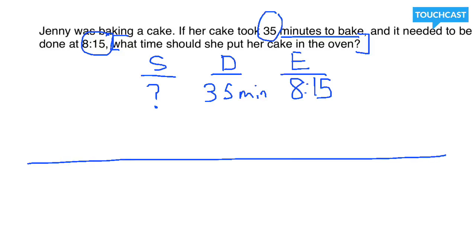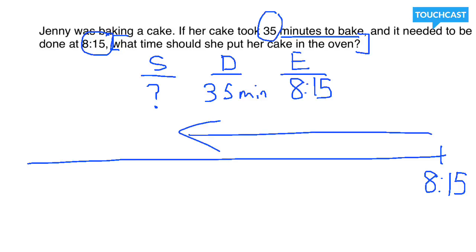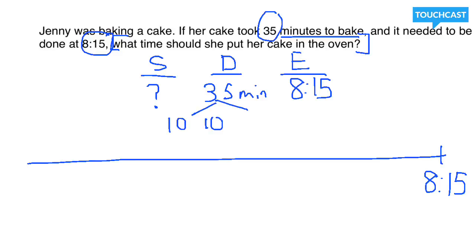So go ahead and set up your number line, or your timeline, and have 8:15 all the way in the corner, on the right side, because we're subtracting time. We're going this way. Alright, so let's get started. I'm going to break up 35 into bite-sized chunks: 10, 10, 10, and 5. You can do 20, 10, 5. You can do 5, 5, 5, 5, 5, 5, 5. Anything as long as it adds up to 35. So let's start subtracting time.